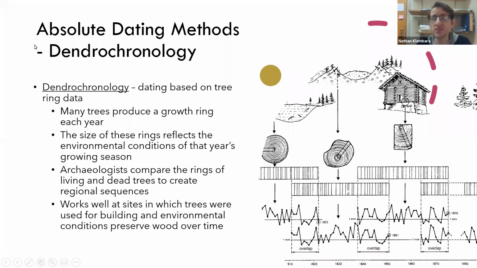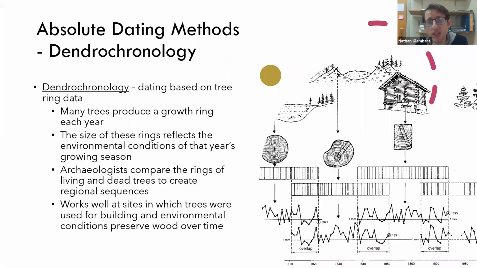Now we can start moving on to some of our absolute dating methods, now that we've talked about seriation and stratigraphy as examples of relative dating methods. The first absolute dating method that we can use is called dendrochronology, which is being able to get an absolute calendar date based on tree ring data. Dendrochronology is based off this idea that many trees produce a growth ring each year. And the growth rings of these can actually change over time. So some years you're going to have really big rings because you've had a really wet, really good year for growth.